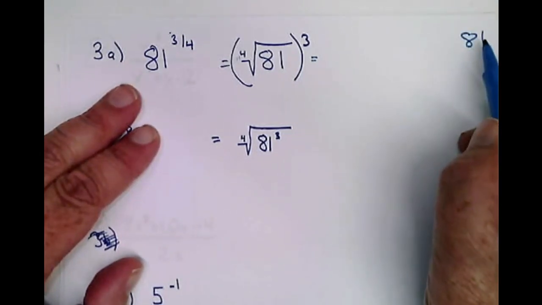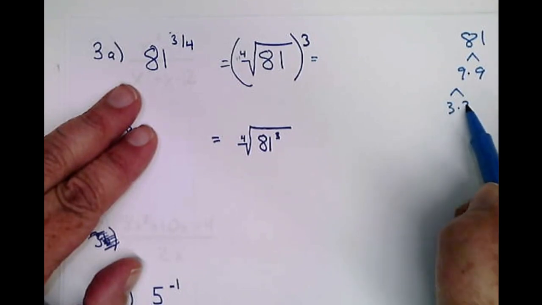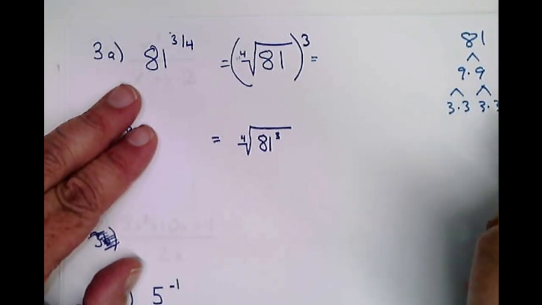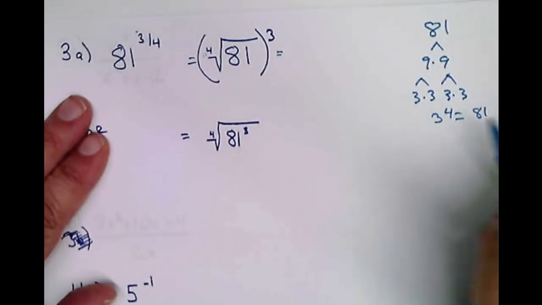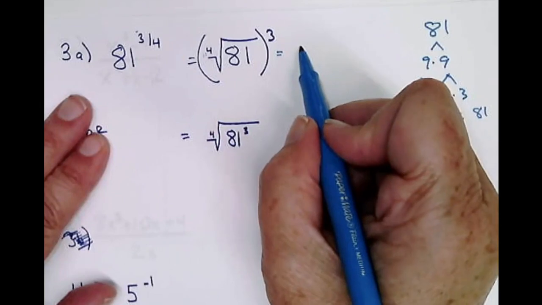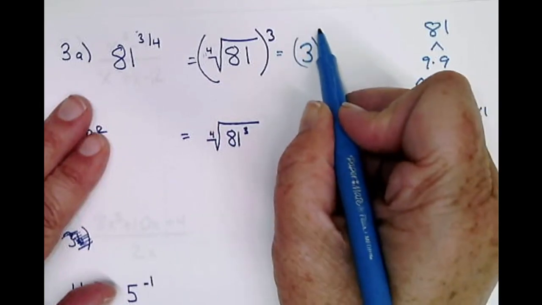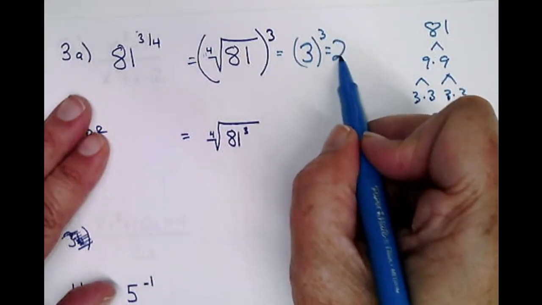If you take 81, it's 9 times 9. And that breaks down to 3 times 3 times 3 times 3. So 3 to the 4th power equals 81. That means if I take the 4th root of 81, I would get 3. And then that's raised to the power of 3. 3 times 3 is 9, times 3 is 27.